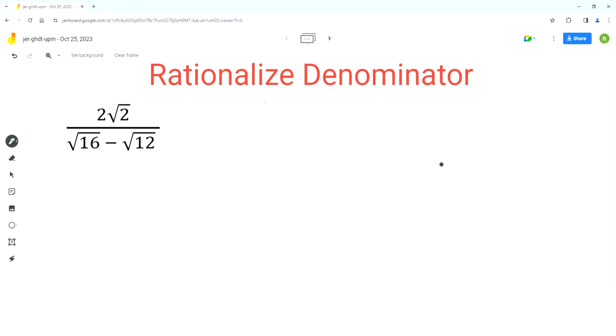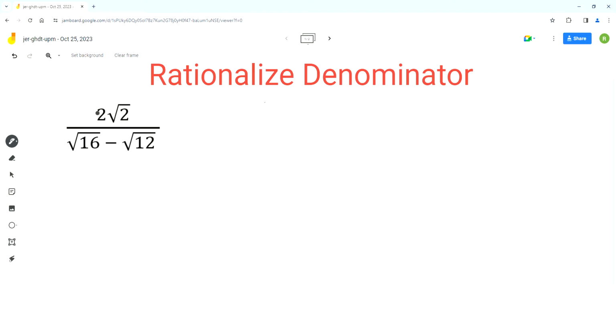So in this video, we will rationalize the denominator of this given expression. So the first step is to analyze this expression. Now this expression is in the form of a fraction and the numerator is 2 square root of 2 and the denominator is square root of 16 minus square root of 12. So the first step is to identify if we can simplify this expression.